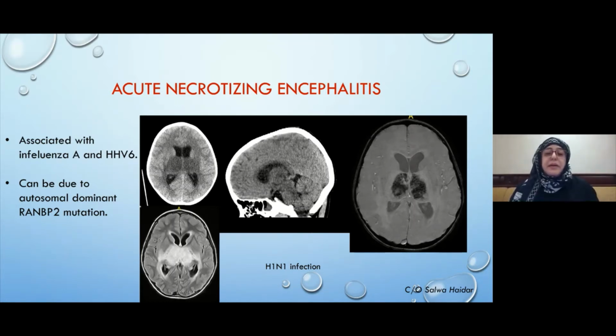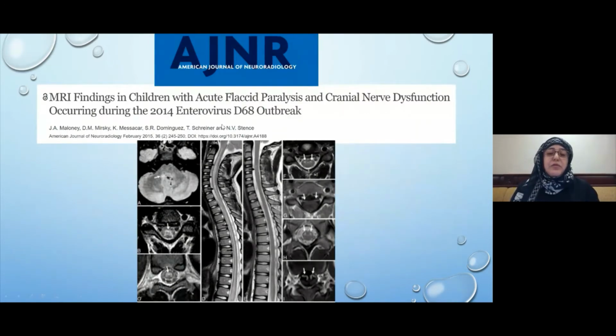This is another example of predilection of enterovirus D68 that has predilection for posterior brainstem and spinal cord involvement, and it was reported in an outbreak in 2014.